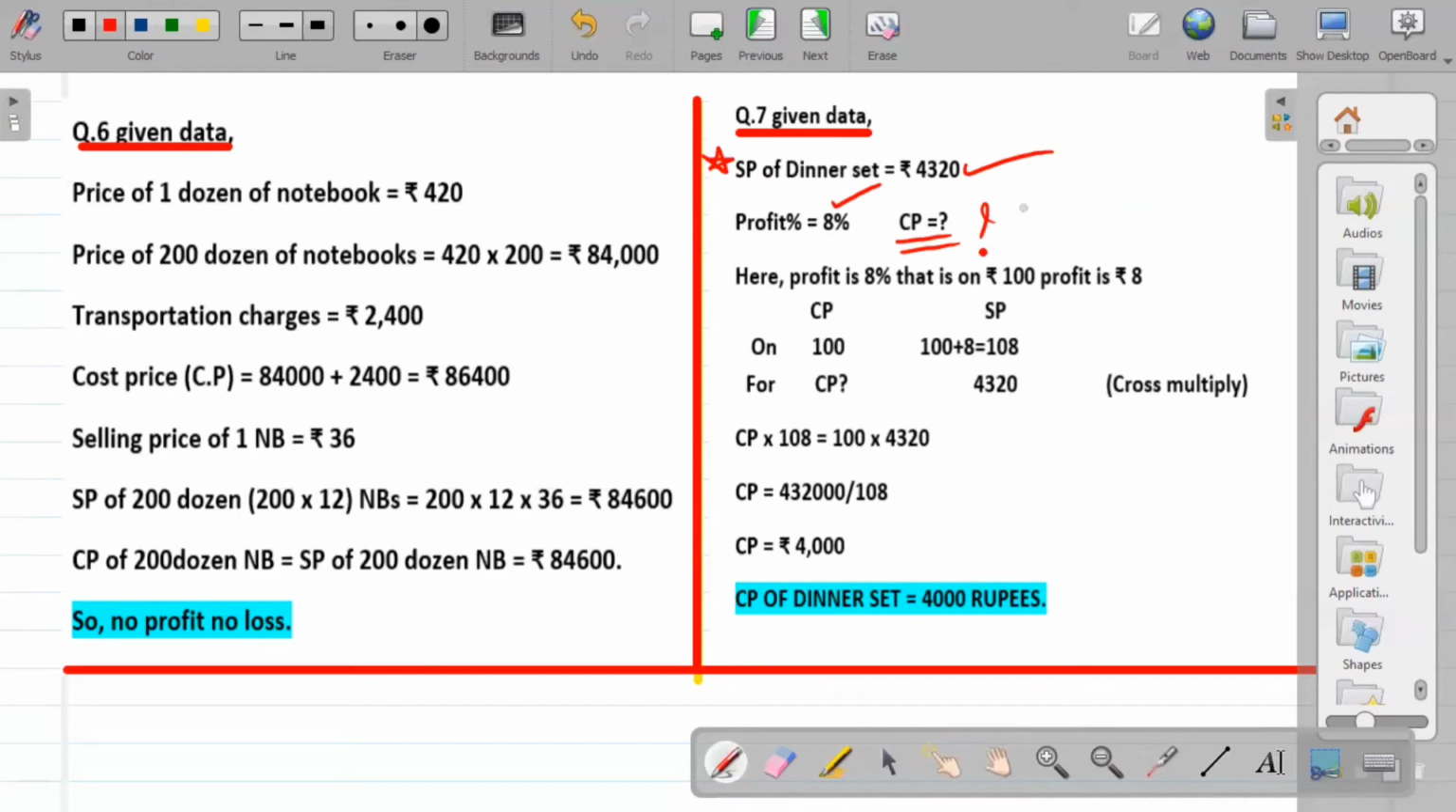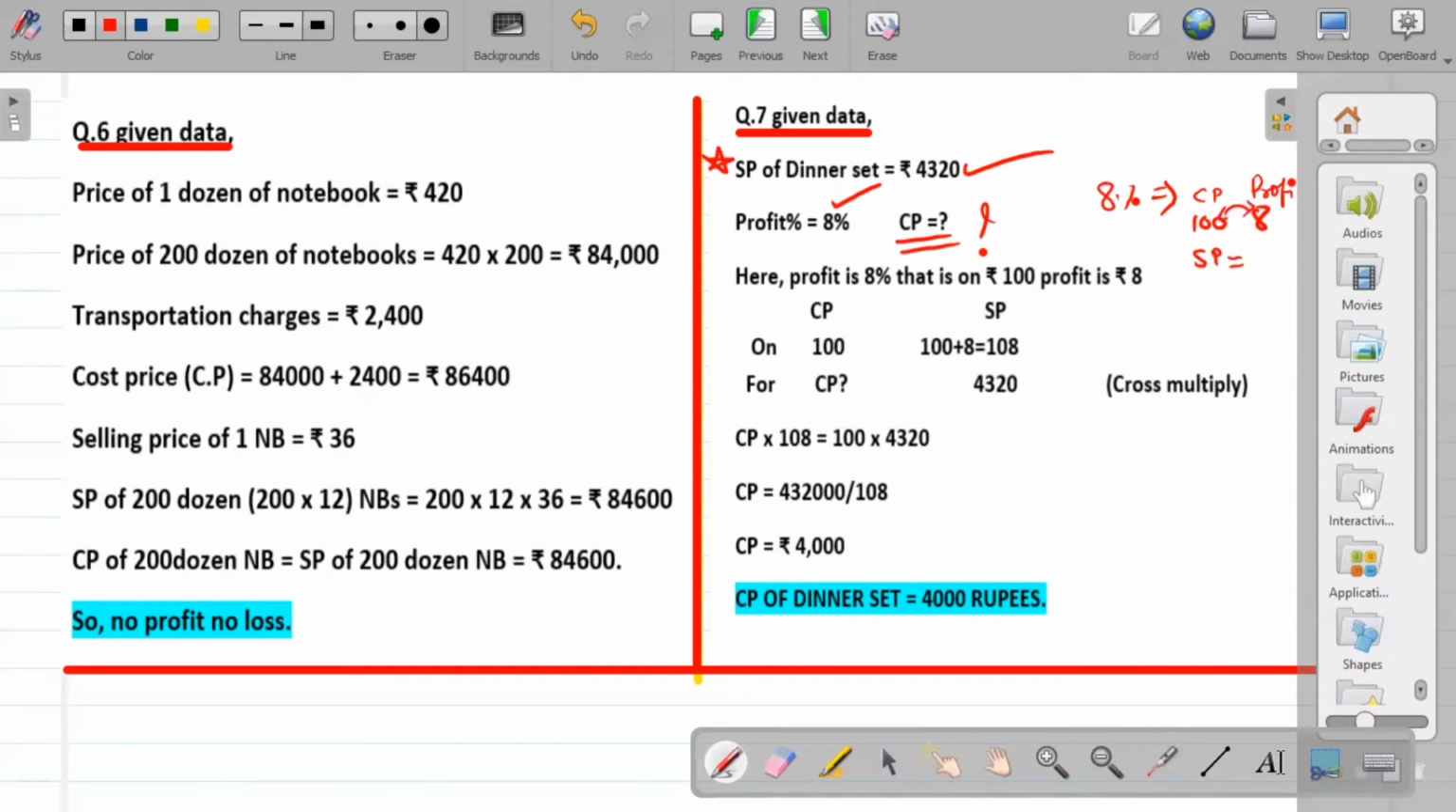Now we can use the logic. Profit is 8%. What does that mean? That on 100 rupees I am getting 8 rupees as profit. If my cost price is 100, then how much profit am I getting on it? I am getting 8 rupees profit. That means, at what price would I have sold it?